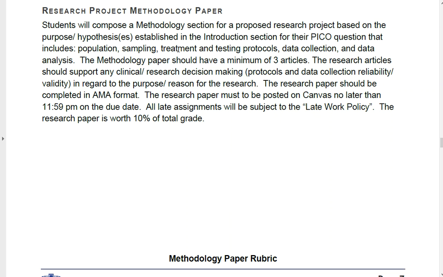If it's going to be a systematic review, I have to know that your population is pretty much going to be articles. Your sampling is going to end up being the databases you're finding everything at. Your treatment and testing protocols, this all comes down to what ends up being your inclusion and exclusion criteria for those systematic reviews. Data collection is a big one that people struggle with.